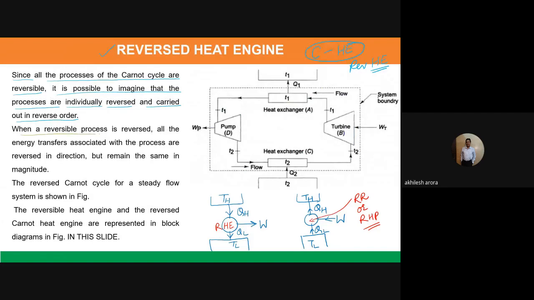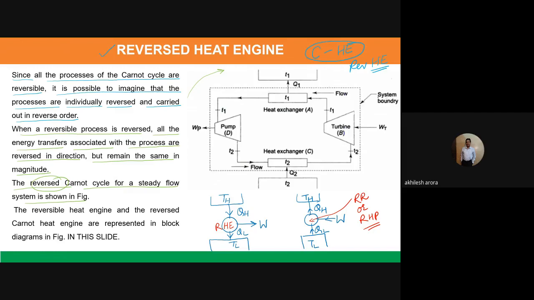When a reversible process is reversed, all the energy transfers associated with the processes are also reversed in direction but remain the same in magnitude. So the values will remain the same but the direction will be reversed. The reversed Carnot cycle for a steady flow system is shown in the figure. In the previous case the cycle was going in the clockwise direction. Now you see it is taking place in the opposite direction.